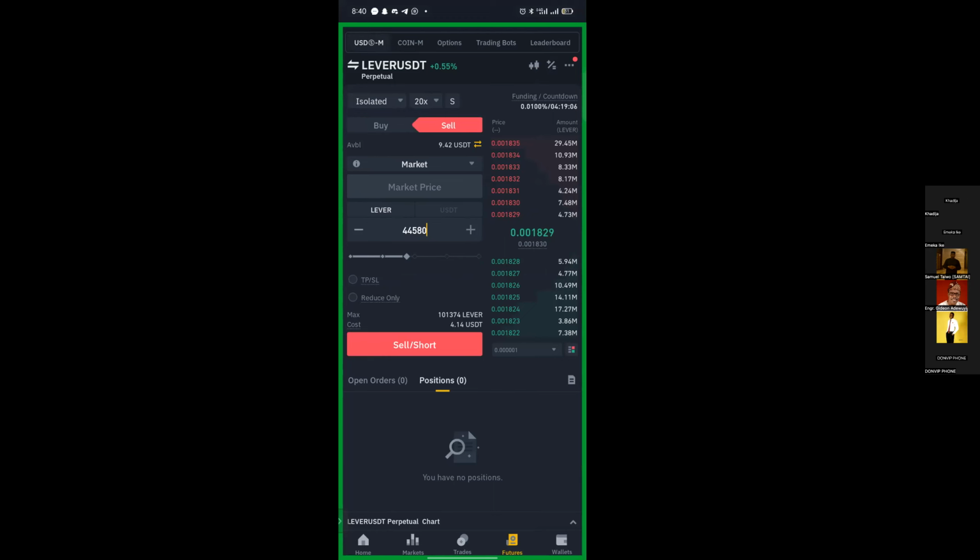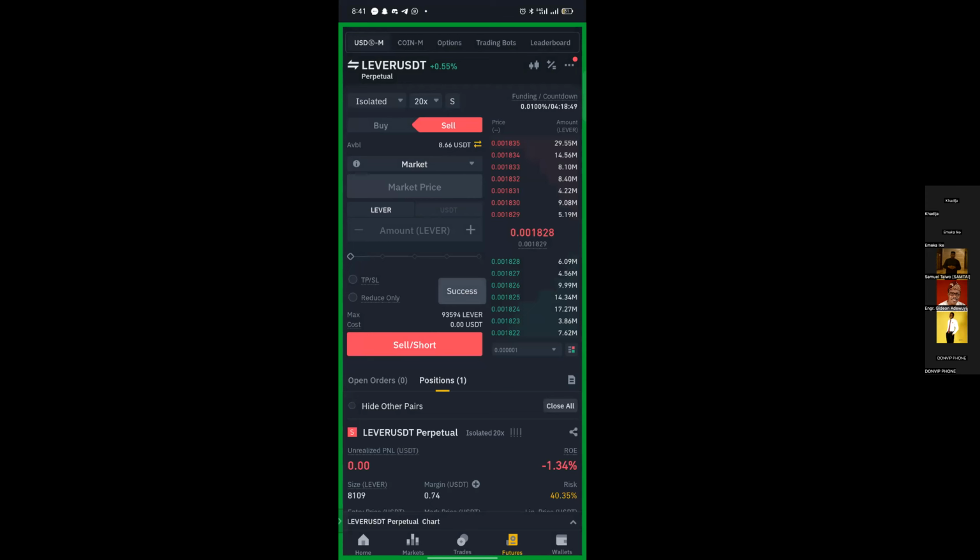I'm trading with just, I want you to grab something, 75 USDT. That's the cost price I'm spending now out of this 9.42. Now I'm using current market price. If I click on sell, watch, it will trigger an open position for me.